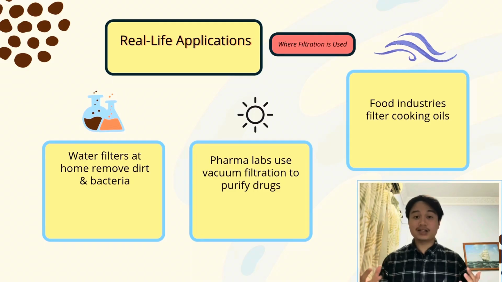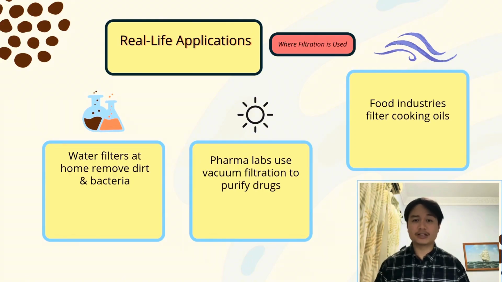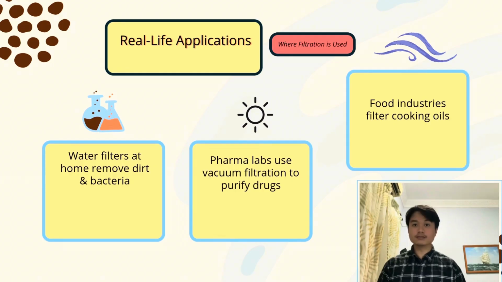Next, in medicine factories or pharmaceutical labs, vacuum filtration is used during the production of drugs. Maybe ask why? Because medicine needs to be extremely pure and precise. Any small impurity can change how the drug works in the body. So, vacuum filtration is used to remove solids, impurities, or undissolved particles from chemical solutions during the manufacturing process, keeping our medicine clean and safe.